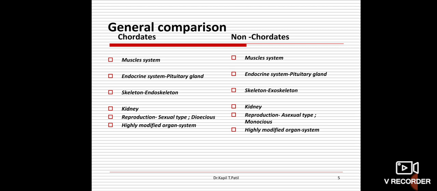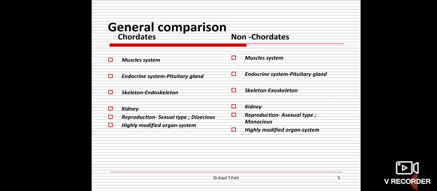Then in chordates, the endocrine system is well developed. Endocrine system means their secretion goes directly into the blood and acts on a target organ. This type of secretion is secreted by endocrine glands. Endocrine glands means ductless glands. So this system is well developed in chordates. The endocrine system we can say is poorly developed or absent in a non-chordate.